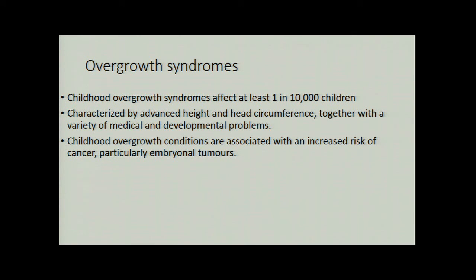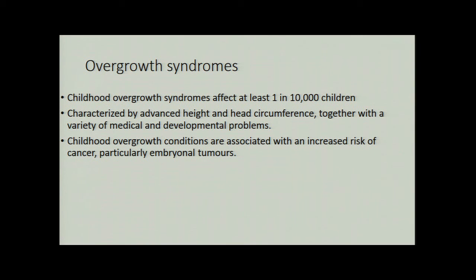So PTEN and Beckwith-Wiedemann are part of a group of conditions that are called overgrowth syndromes, which individually are very rare, but as a group are very common. It's about 1 in 10,000 children who will have one. And they present with advanced height and head circumference early on, so they tend to grow very fast, particularly before the age of 7. And they can develop additional comorbid conditions that we discussed earlier.